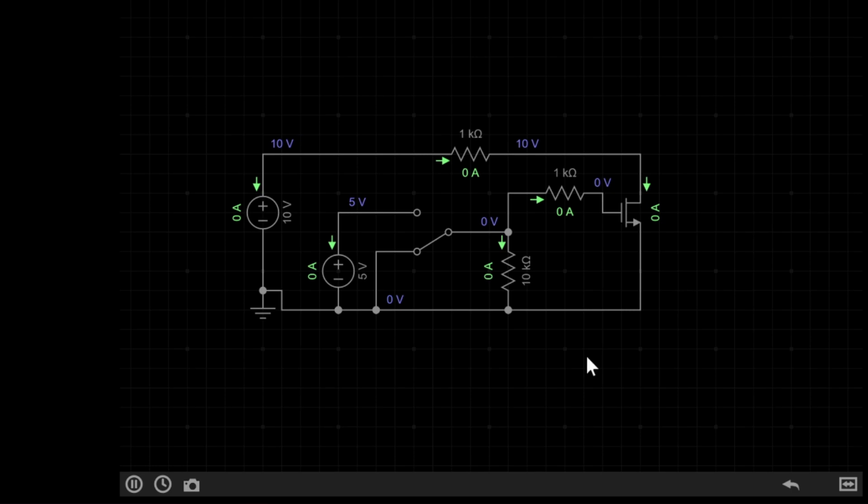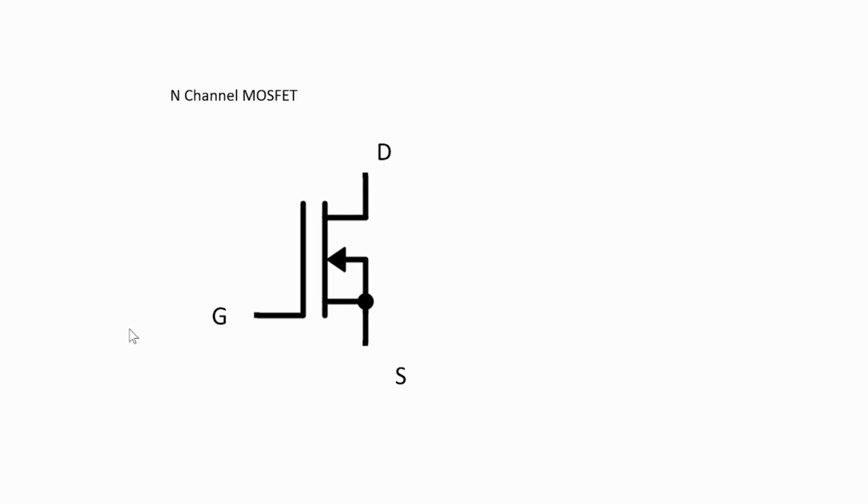First, let's look closer at what's going on inside a MOSFET. An N-channel MOSFET has 3 pins. G, the gate pin over here, this is the control pin. D, the drain, this pin connects to your load, so it could be a resistor. And S, the source, this pin connects to ground.